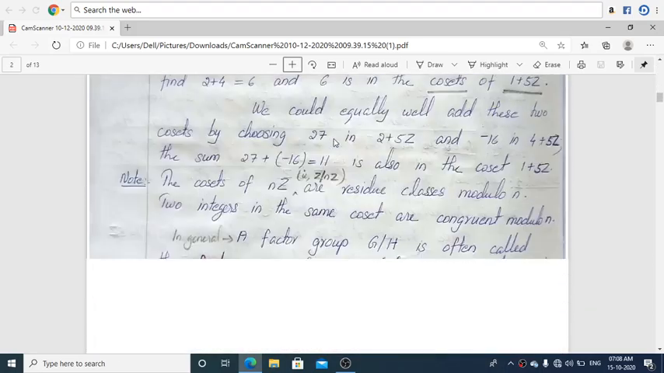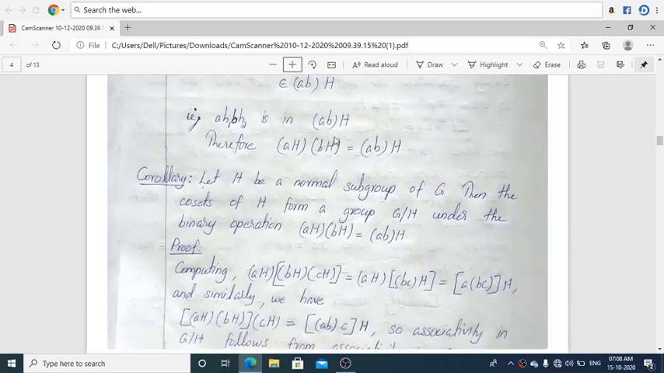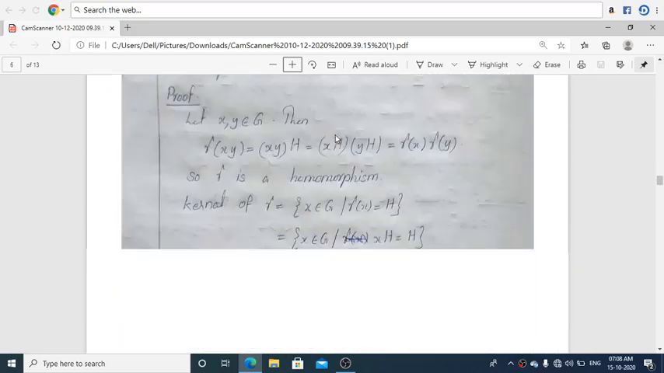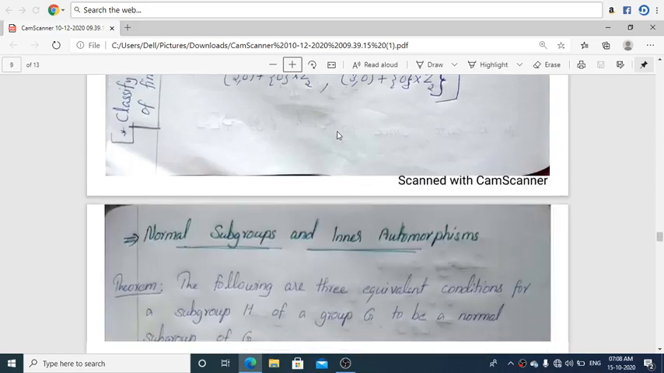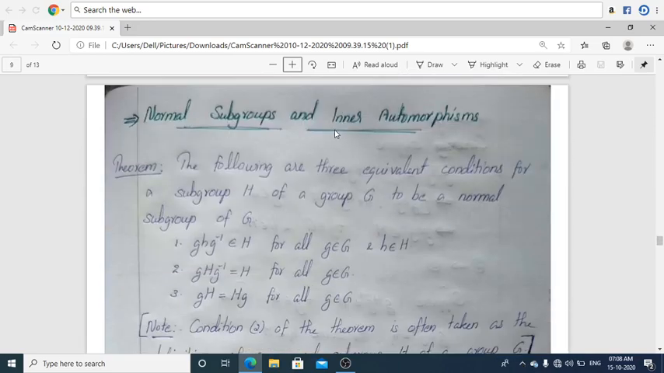Factor groups. Next, normal subgroups and inner automorphisms.